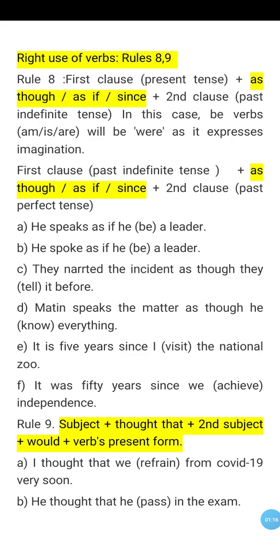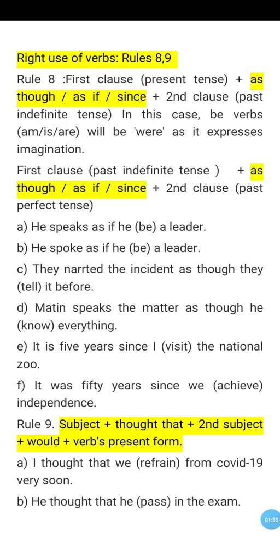Now we must be clear with examples. A. He speaks as if he be a leader. Here you find two clauses that are linked by as if.